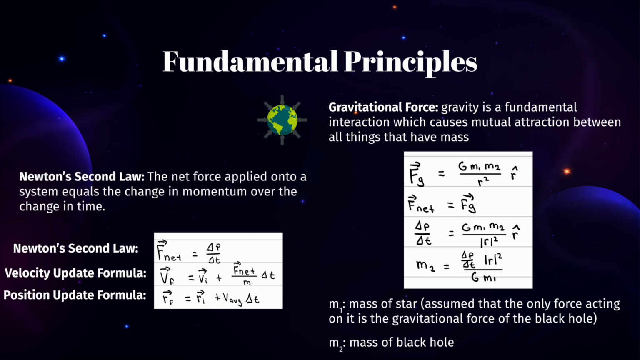So here are some fundamental principles that we need to understand for Part 1. First off is Newton's second law. The net force applied onto a system is equal to the change in momentum over the change in time. So you can see the mathematical expression for Newton's second law, as well as the velocity update formula and the position update formula. Secondly, we need to understand gravitational force, which is the interaction which causes a mutual attraction between all things that have mass. As you see here, we have the written expression for gravitational force. M1 in this case is the mass of the star, and M2 is the mass of the black hole. After manipulating it, we can isolate M2, and that's the equation for how we will find our mass using the gravitational force of the black hole.